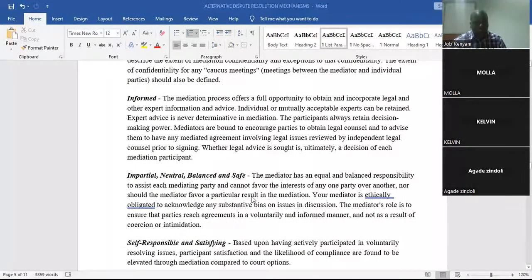So impartial, neutral, balanced, and safe. The mediator has an equal and balanced responsibility to assist each mediating party and cannot favor the interests of any one party over the other.